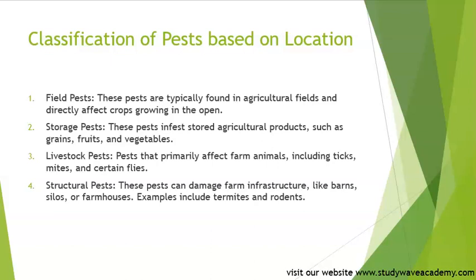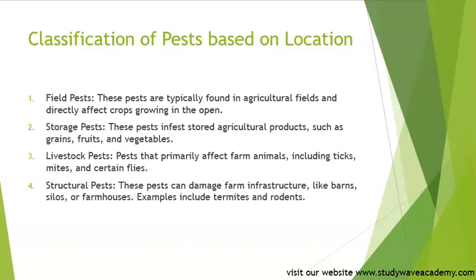The storage pest. These pests infest and harm stored crops, right? Then we talked about the livestock pests. These pests bother farm animals and can affect their health and well-being. Then the structural pests cause damage to farm buildings and structures. So we understood classification of pests based on location, right?